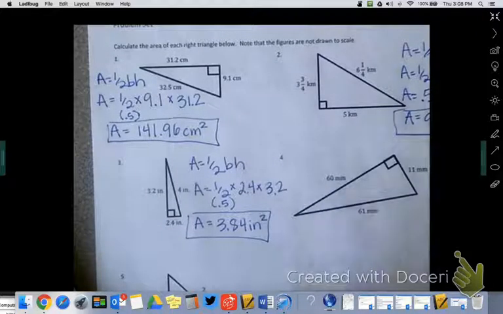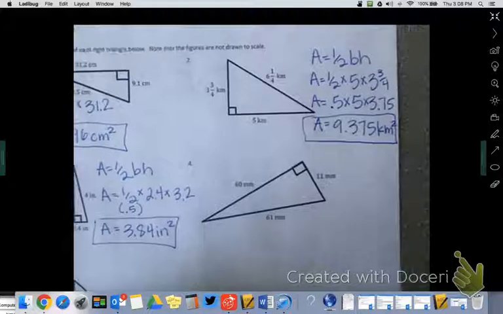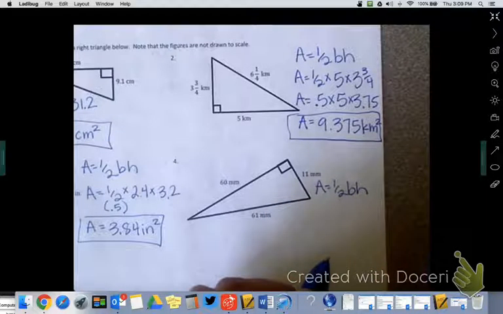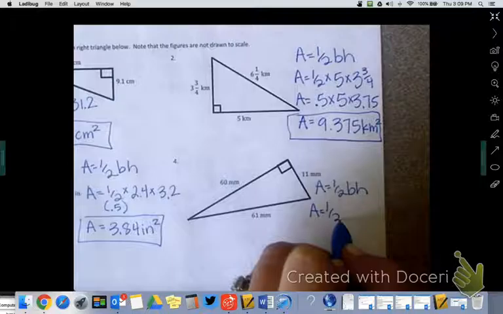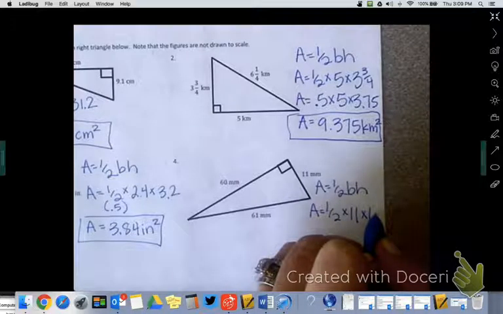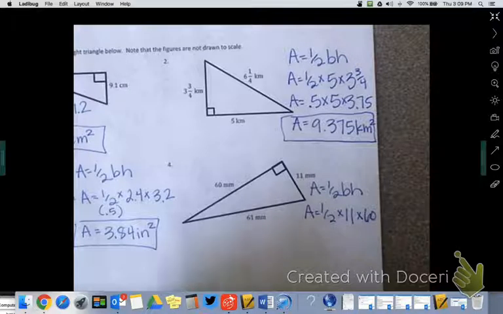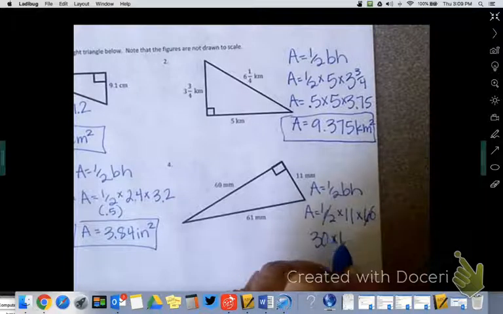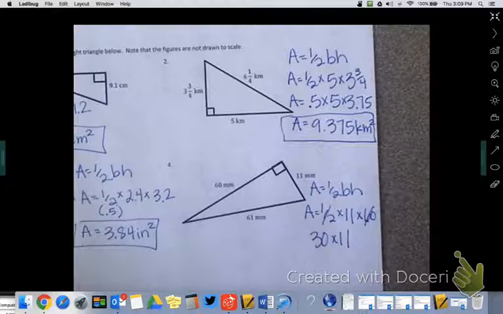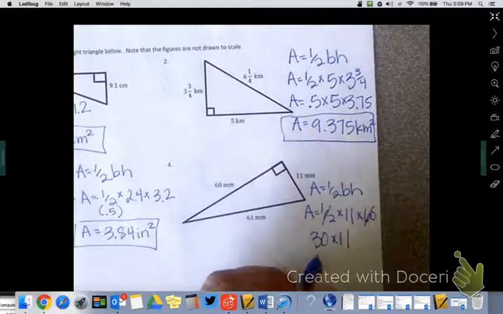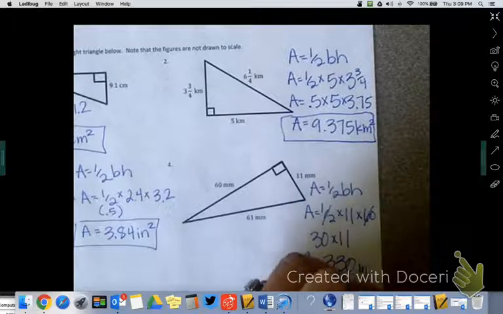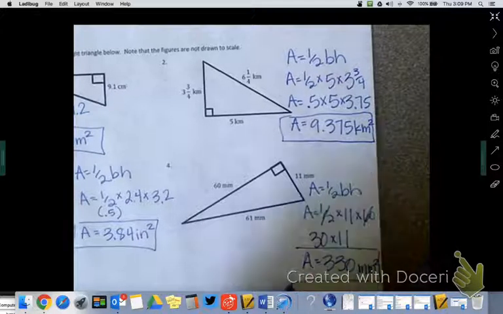Okay, try number 4. All right, area equals 1/2 times the base times the height. Area equals 1/2 times 11 times 60. I know half of 60 is 30, and 30 times 11 is 330 millimeters squared.